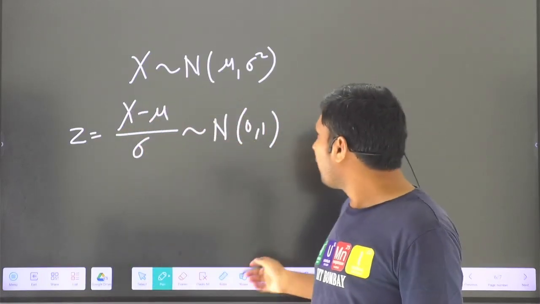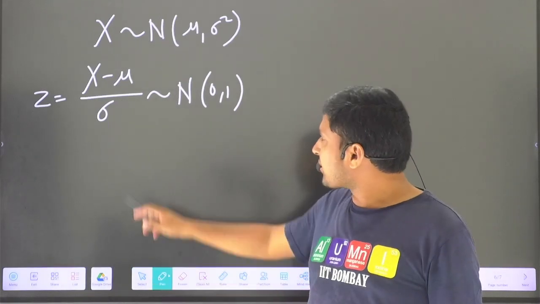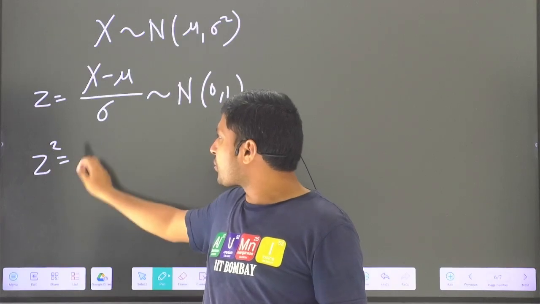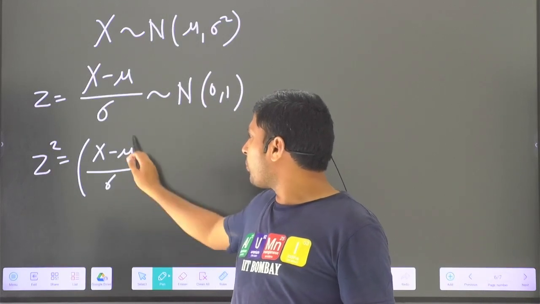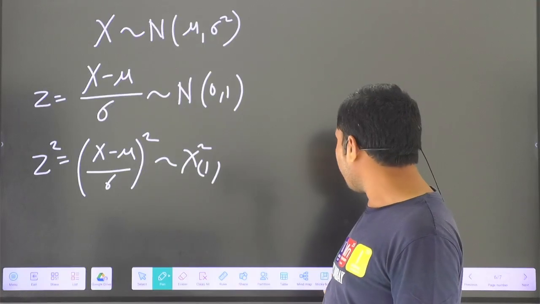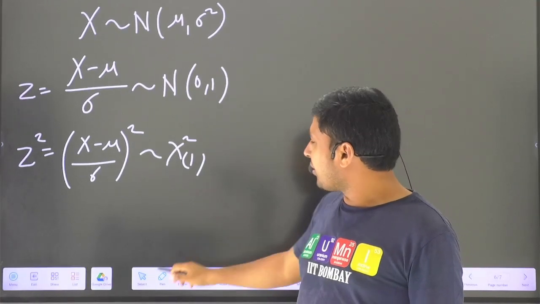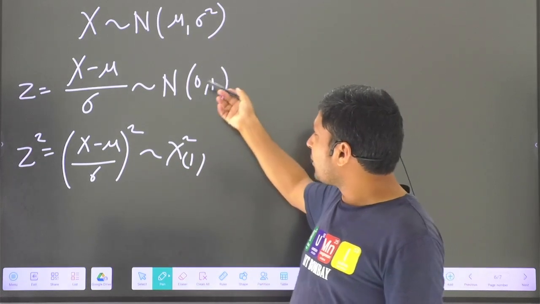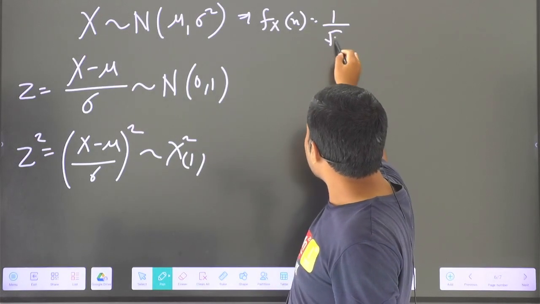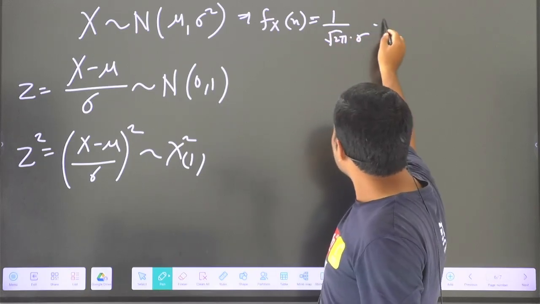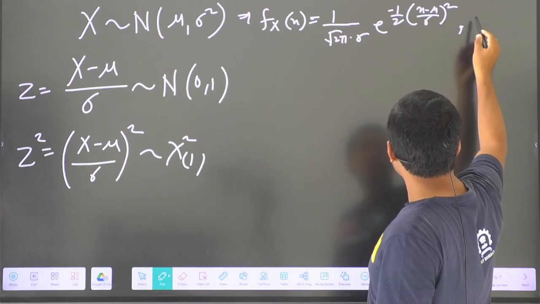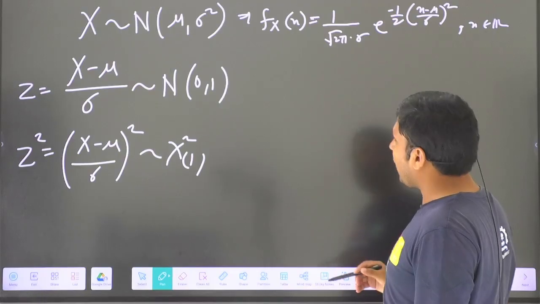Simply, if you do the transformation, x has a normal distribution with mu and sigma square, then if you take z square, it's ((x minus mu) by sigma) whole square. That theorem says it is chi-square 1, chi-square with 1 degree of freedom. That can be proved easily through MGF or through transformation. The PDF of x, everyone knows: it's 1 by root 2 pi sigma e raised to power minus half ((x minus mu) by sigma) whole square, x belongs to R.